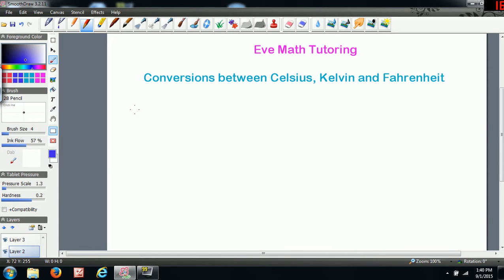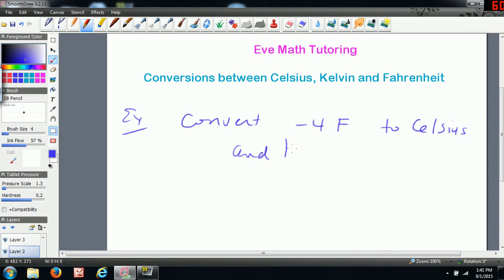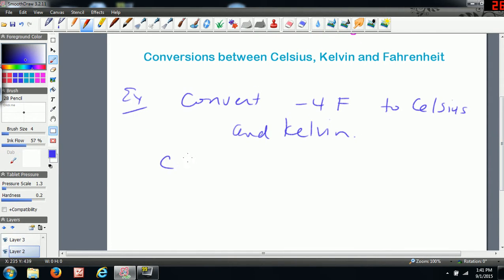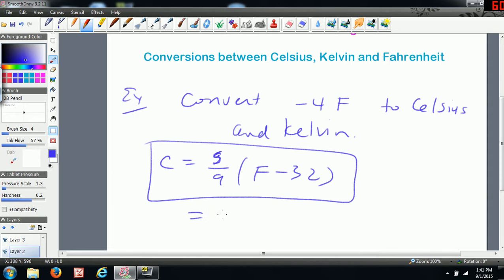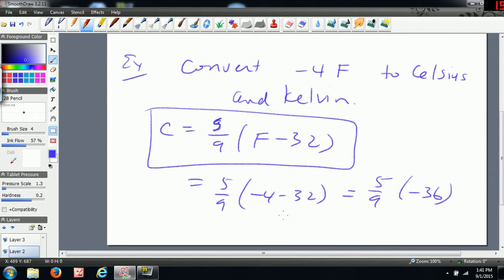So say you have the following example. Convert -4 Fahrenheit to Celsius and Kelvin. So for that one, we're going to use the equation for Celsius. It's 5 over 9 F minus 32. And then we just plug in the values. And when we work this out, we get 5 over 9 times negative 36. And then we get negative 20 as our final answer.